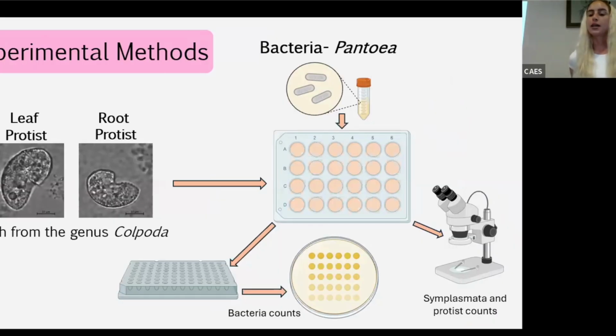In all 5 of my experiments, I set up a 4x6 well plate with various mixtures of the bacteria and protists. I then performed serial dilutions and pipetted the different mixtures onto LB agar plates to obtain bacterial counts. I also took pictures of each of the wells from the 4x6 plates to count the number of symplasmata and protists per milliliter to determine if the leaf protist induced symplasmata.